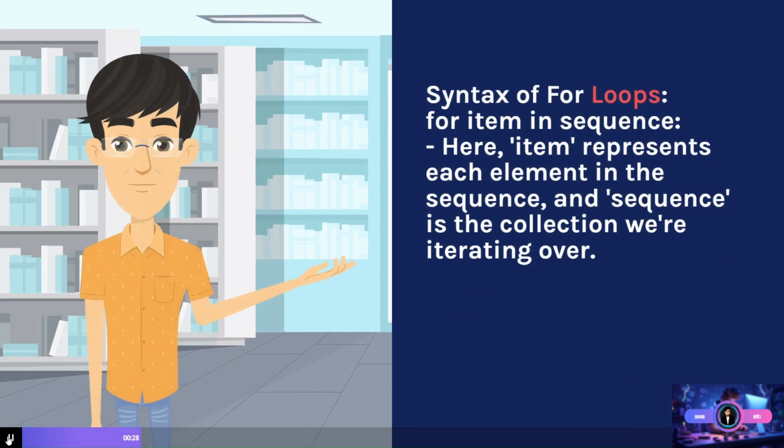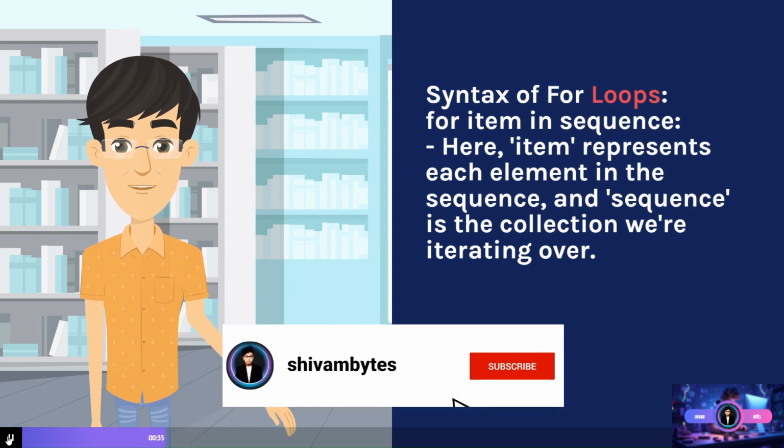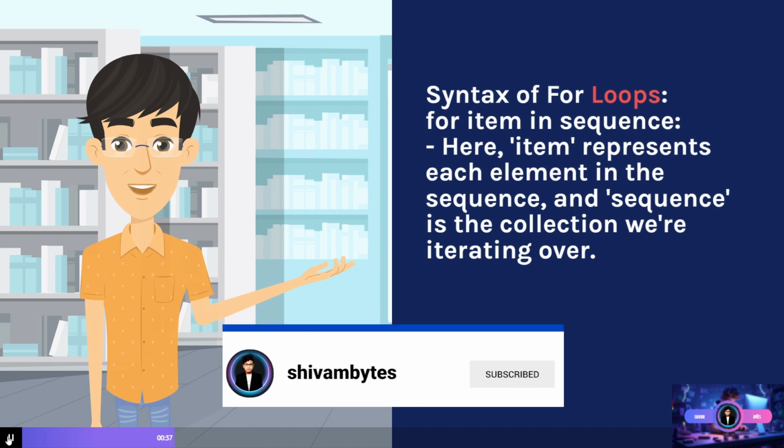Syntax of for loops: for item in sequence. Here, item represents each element in the sequence, and sequence is the collection we are iterating over.